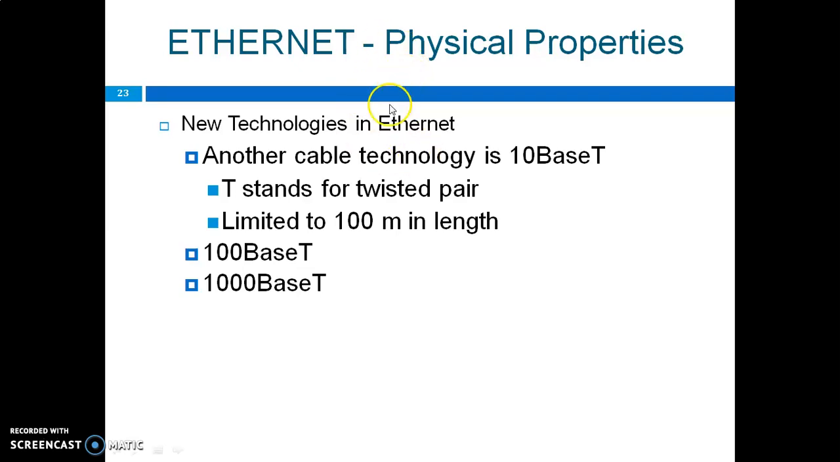There are also many versions available in this new cabling technology. So 10BaseT stands for twisted pair, and the cable length for twisted pair is limited to 100 meters. 100BaseT is also available, and 1000BaseT is also available. Here the 100 means up to 100 Mbps speed can be supported. If it is 1000, then 1000 Mbps is the speed limit. So these are the versions used in Ethernet as a new technology, the new cable.